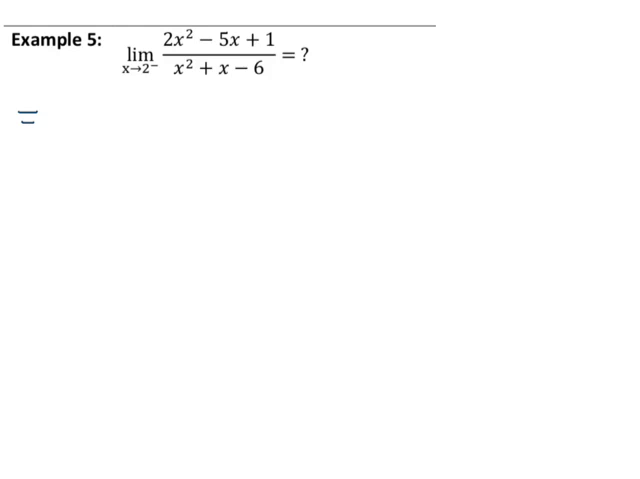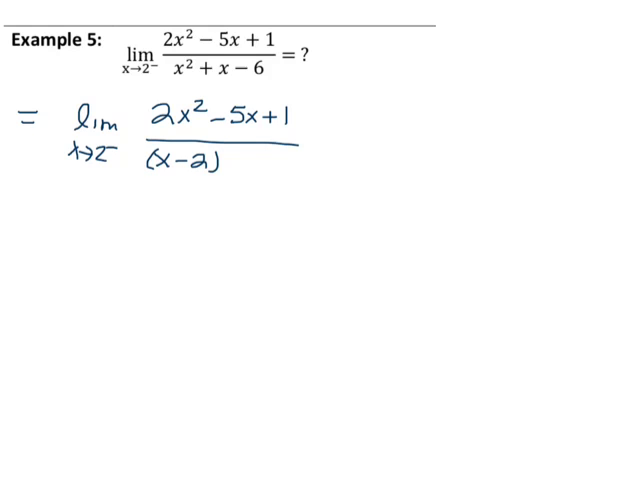So let's go ahead and take a look here. We have the limit as x goes to 2 from the left-hand side of 2x squared minus 5x plus 1 over, and factoring the bottom is actually real simple, x minus 2 and x plus 3. You can use whatever factoring technique you'd like, but you do need to factor this. Be sure that you have factored. Figure out how to factor.